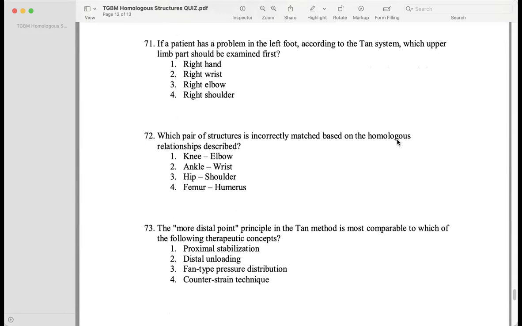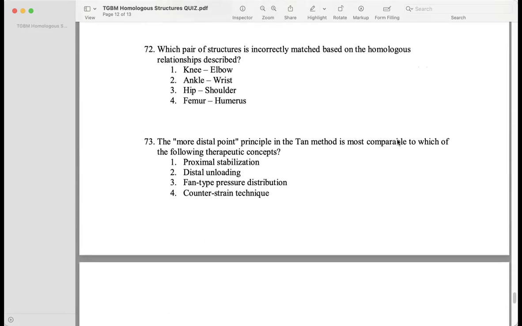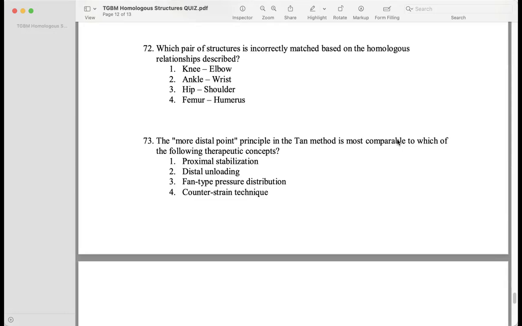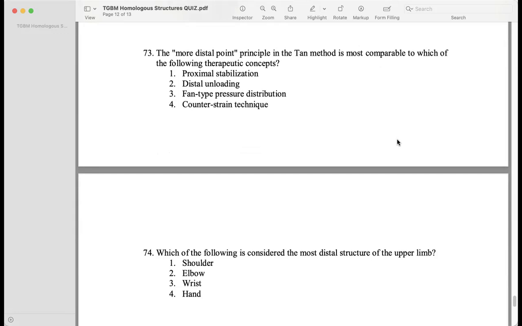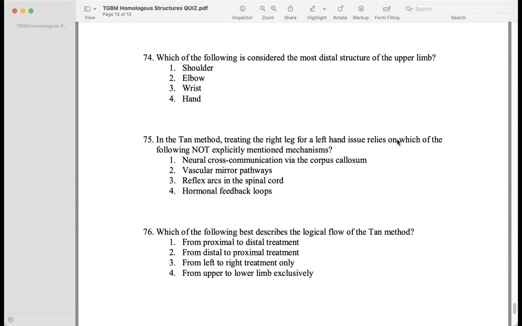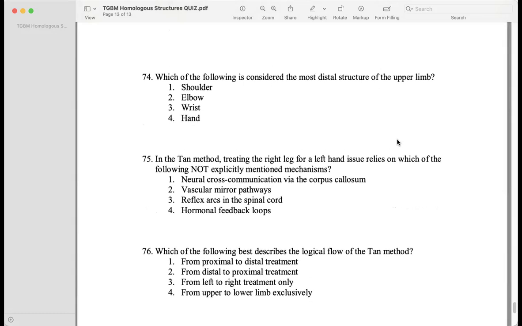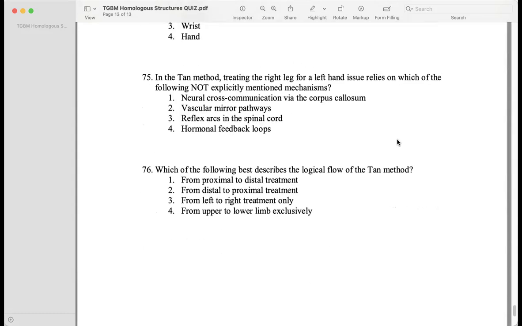Right hand. Which pair of structures is incorrectly matched based on the homologous relationships described? Femur and humerus. The more distal point principle in the Tan method is most comparable to which of the following therapeutic concepts? Distal unloading. Which of the following is considered the most distal structure of the upper limb? The hand. In the Tan method, treating the right leg for a left hand issue relies on which of the following not explicitly mentioned mechanisms? Neural cross communication via the corpus callosum.